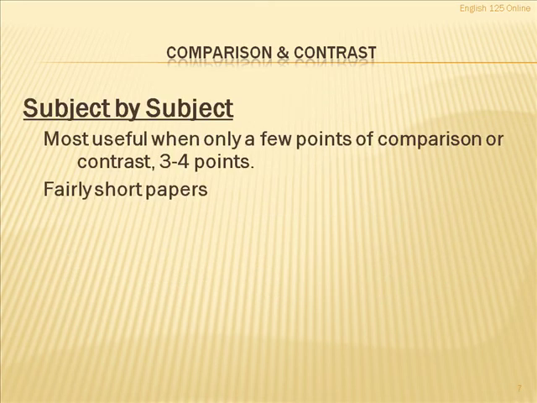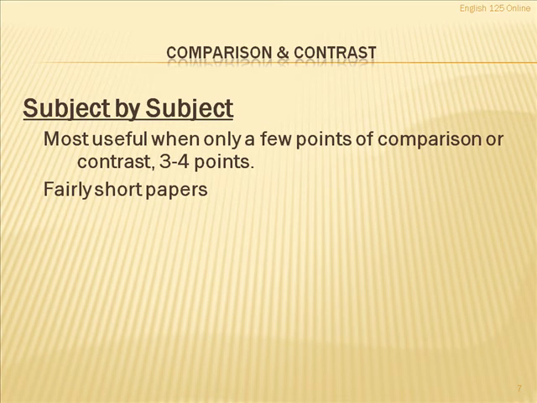Now, subject by subject is most useful when you have only a few points of comparison or contrast, say 3 to 4. This is about as many points as the average person can hold in their mind at one time and compare different objects. Alright? And so this is used also for fairly short papers.